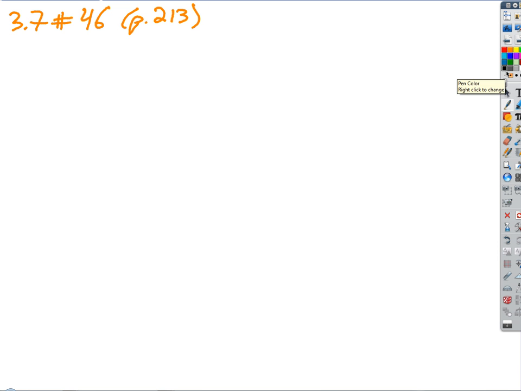Okay, let's take a look here. We got lots to get through today. See if we can get through 3 or 4 problems. Okay, everybody take a look at this problem. Peer over shoulders, whatever you need to do. Take a look at this problem here.